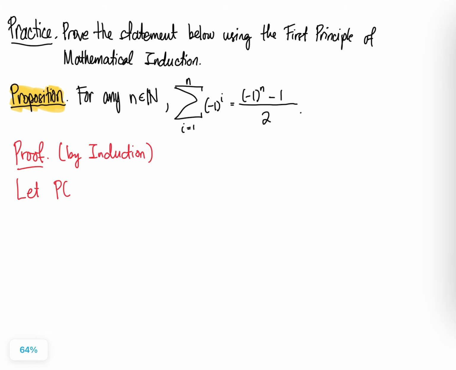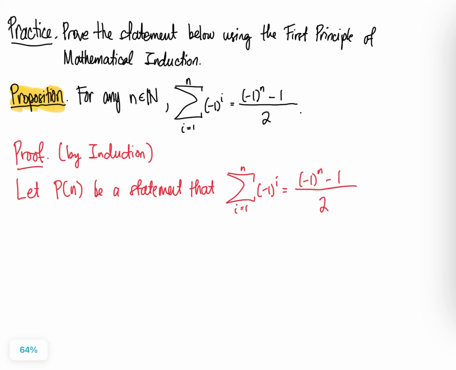So we're going to let P of n be the statement that the summation of all negative 1 raised to I, where I runs from 1 to n, is equal to negative 1 raised to n minus 1 all over 2, and that is said to be true for all n in the natural numbers. Not yet true, but we're going to prove that it's true. So let P of n be equal to that statement where all these n are natural numbers.